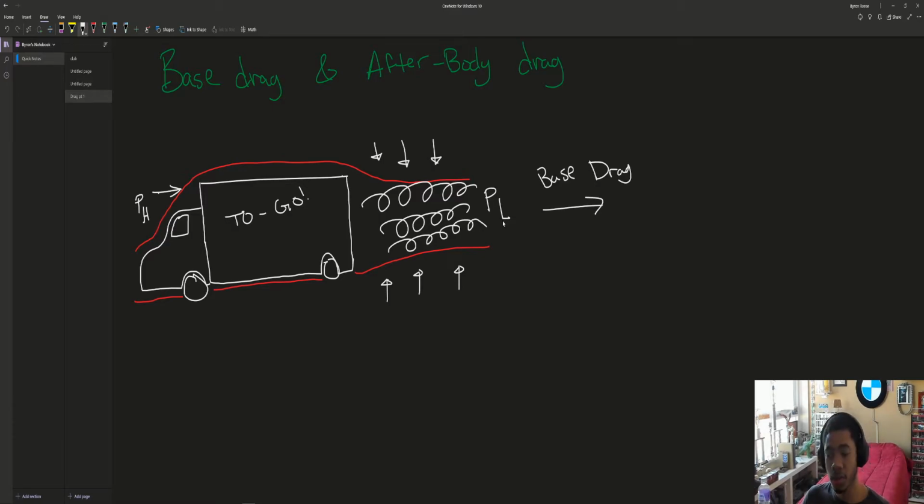Base drag refers to the base. For this truck, this face right here would be considered the base. Now, whenever you have anything that just cuts off like this, it's a base. So if I had a cube, and the flow of air was like this, right here would be my base.